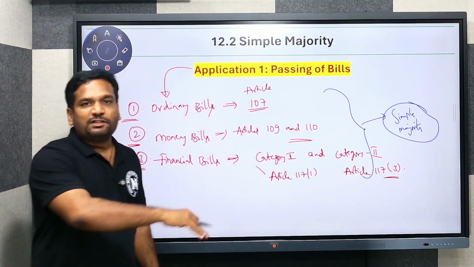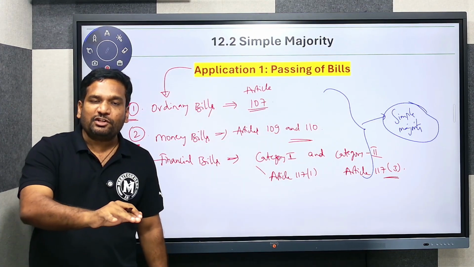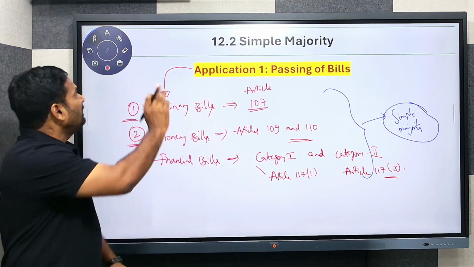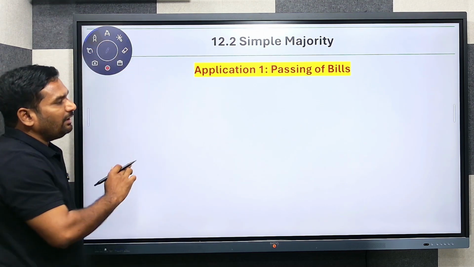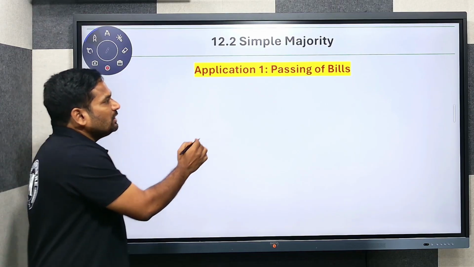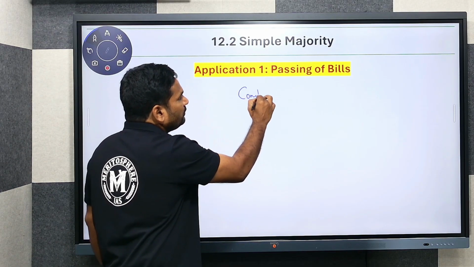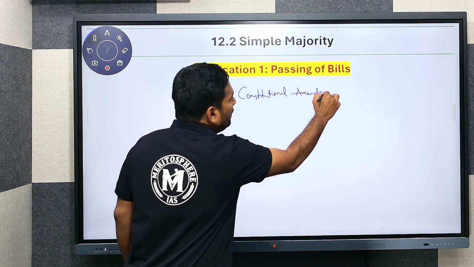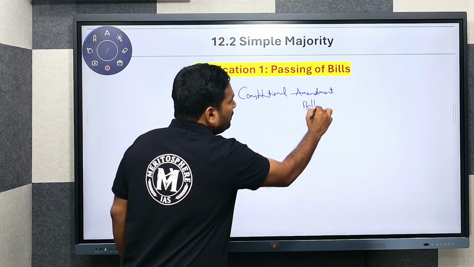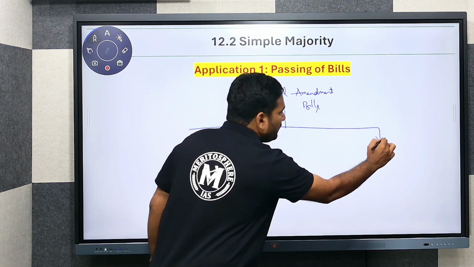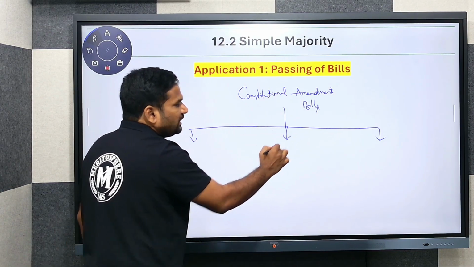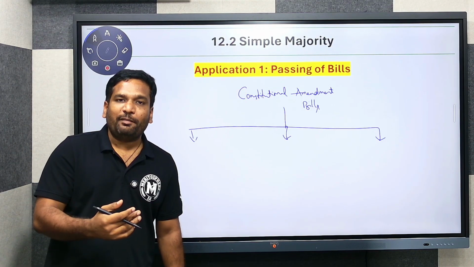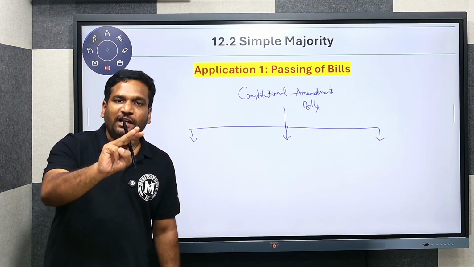Right? So apart from these bills, there are other bills known as constitutional amendment bills. I will give a snapshot here, and we will be discussing that a bit later. The constitutional amendment bills can be of three types. In other words, the Constitution can be amended by using three different majorities.